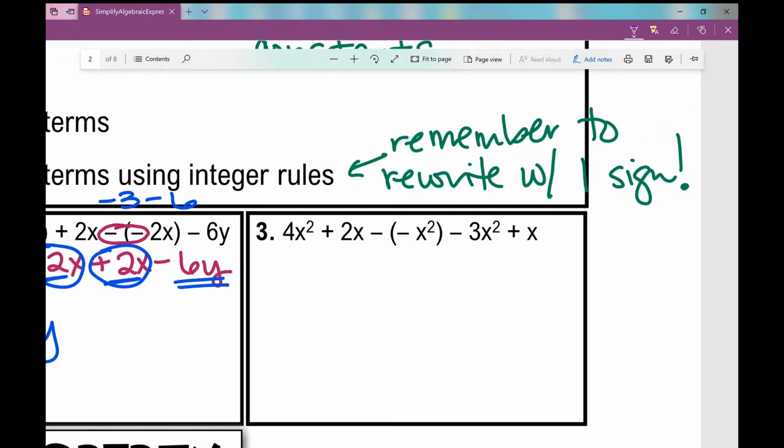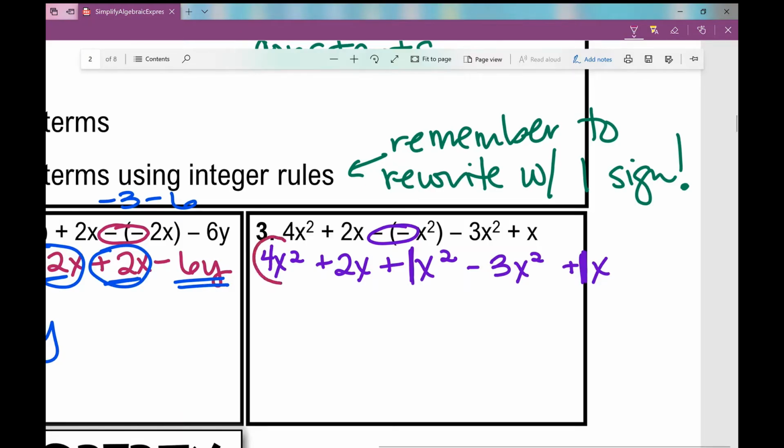In example 3, I'm going to rewrite it with one sign in front of every term. So 4x squared plus 2x minus a negative, I'm going to combine that and make it plus x squared minus 3x squared plus x. And then the other thing I'm going to do is if I don't have any number in front of a variable, I'm going to put a 1 there. It's like an invisible 1. It's like multiplying by 1. I still get x squared times 1 is just x squared, but it really helps students whenever you're combining like terms.